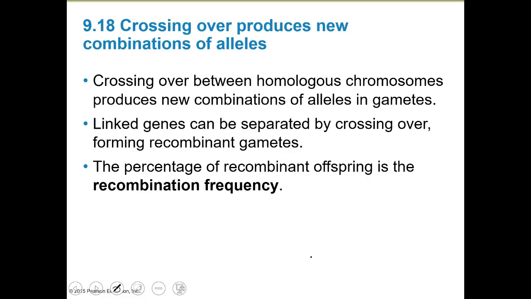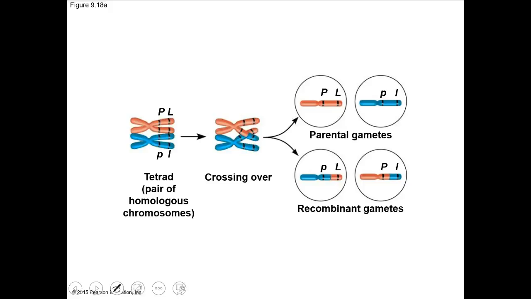So crossing over between homologous chromosomes produces new combinations. So those can potentially link or separate linked genes. Okay, and those would be recombinant gametes. So the percentage of recombinant offspring is the recombinant frequency. How that works is that if they're a little bit further apart, then we can get some recombinant gametes. So if you notice here, they'll recombine because they're far enough apart that crossing over occurs and switches them up a little bit. So our parental gametes and our recombinants don't look the same.